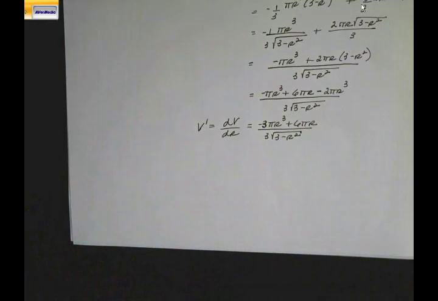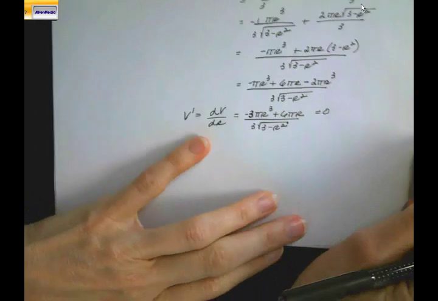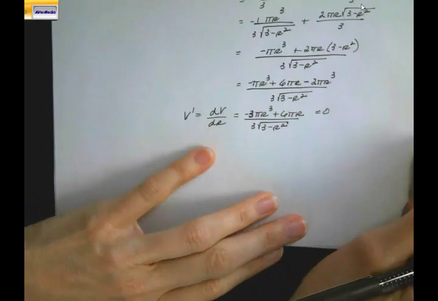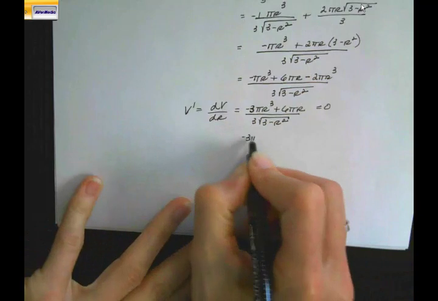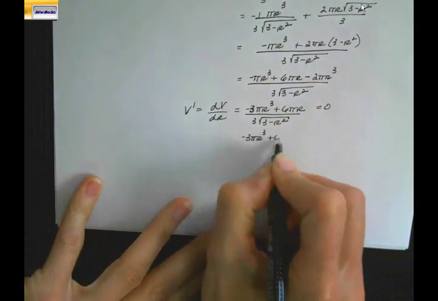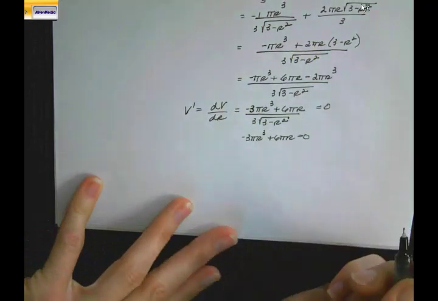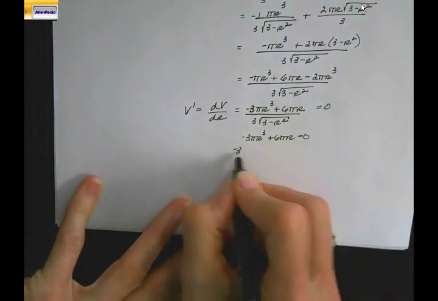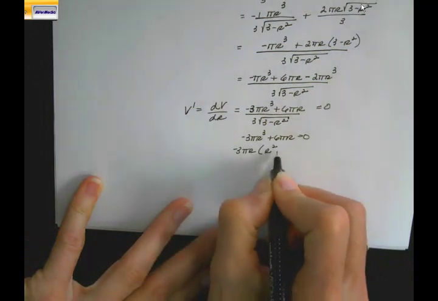Now, once you get the first derivative, to either maximize or minimize, you set it equal to 0 to find your critical values. When I set this equal to 0, I really only want to set the numerator equal to 0. So it becomes negative 3 pi r cubed plus 6 pi r equal to 0. Factor out a negative 3 pi r, and you get r squared minus 2.